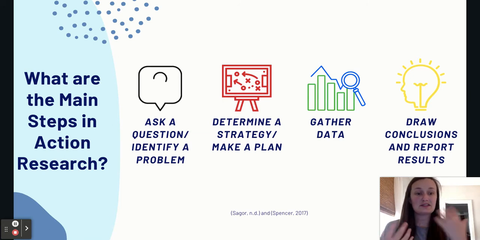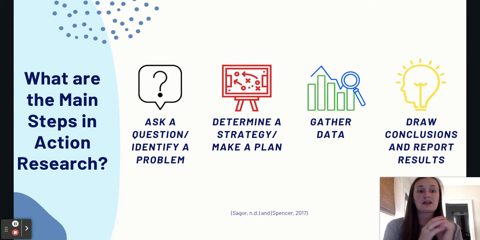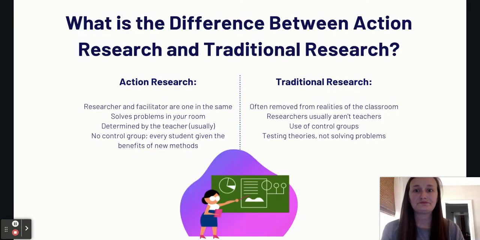Does it work? Does it not? Should I continue? Should I change something? And then if you decide to change something, then you are going back to step number 2, determine a strategy, make a plan, and trying again. Action research is meant to be reoccurring. You're meant to be doing it over and over again.